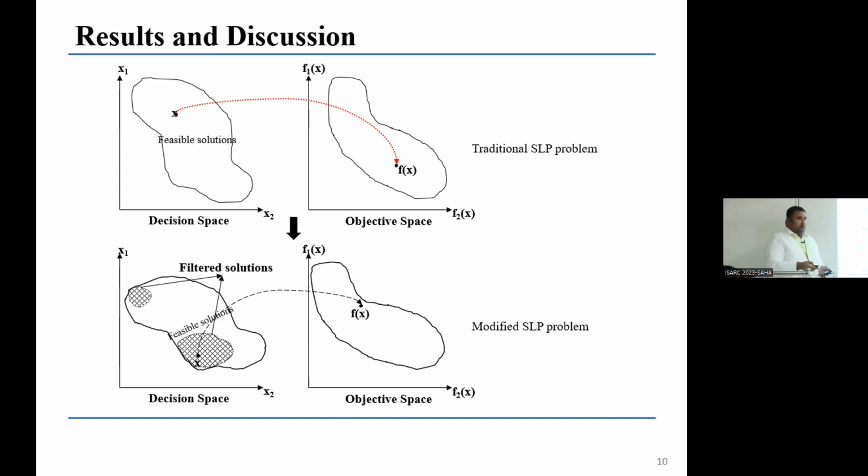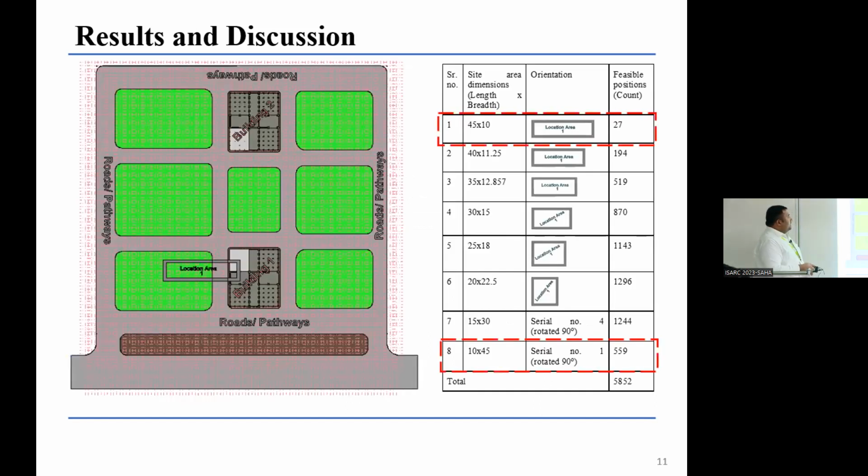While doing this experiment, we also identified one more thing related to the orientation of these temporary facilities, which was already highlighted in existing research, where a simple orientation change of the facility, from serial number 1 to serial number 8, resulted in more feasible solutions. Just by rotating it 90 degrees, it creates more possibilities for positioning the temporary facility on your construction site. It's already there, so we didn't highlight it in this research, but it reinforced the existing research.